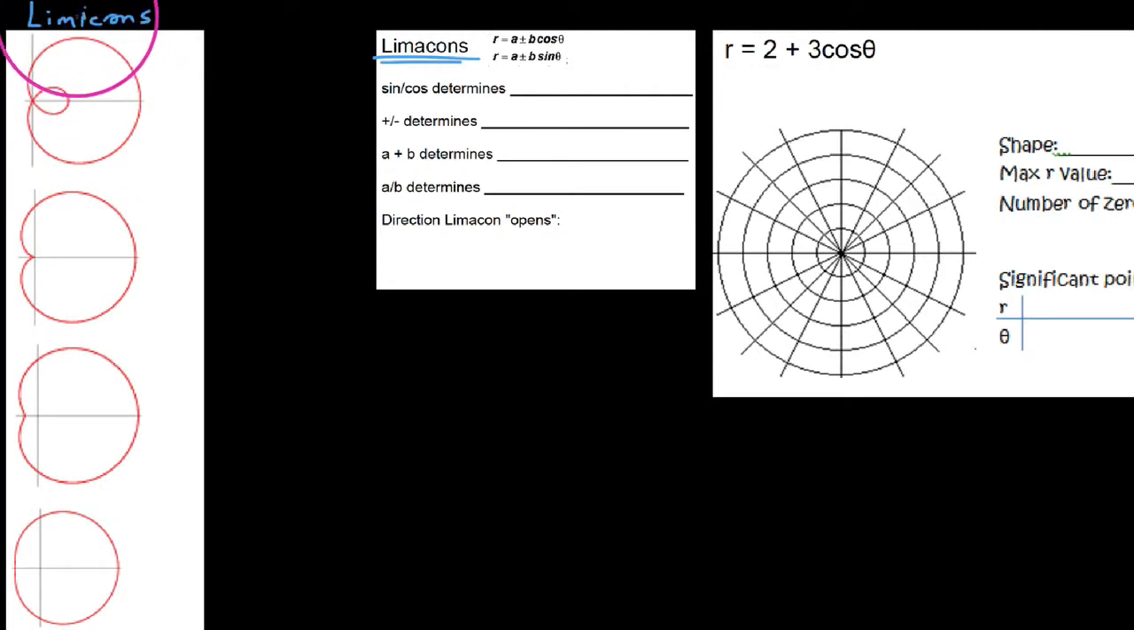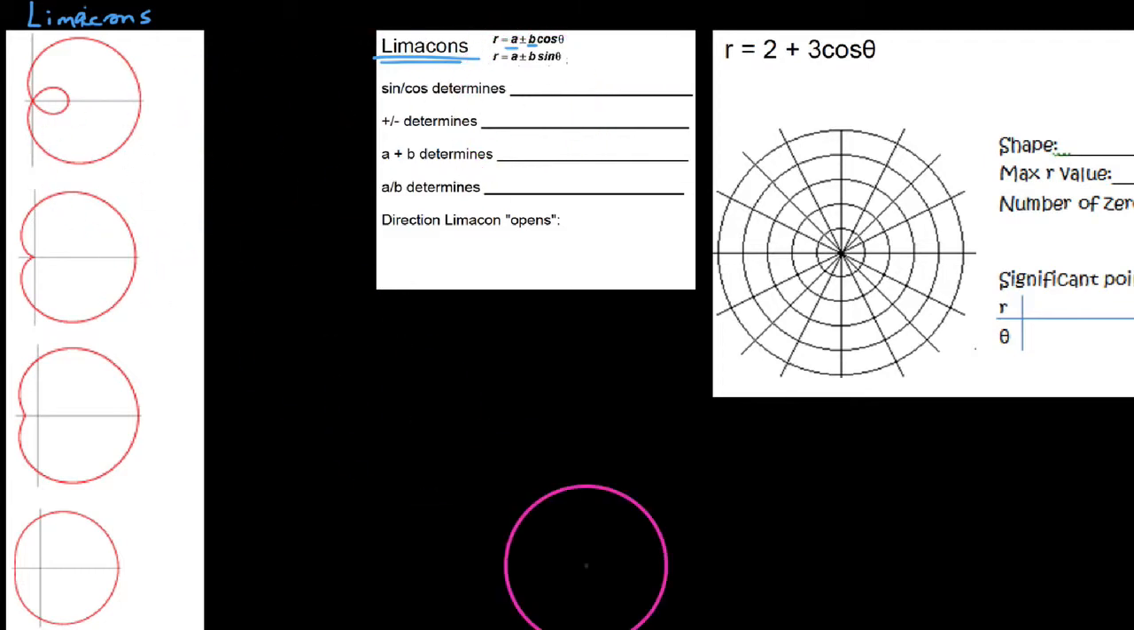Sorry about that. This is kind of a shape scheme here, and you can see the evolution of a limacon. It can change its shape. What we hope to do in this video is describe some key characteristics of the graphs, as well as the effects of a and b upon the graph, and maybe even cosine or sine.